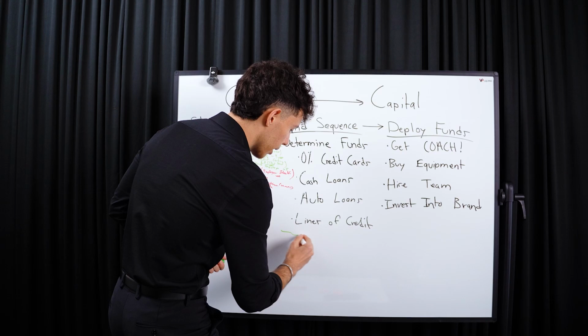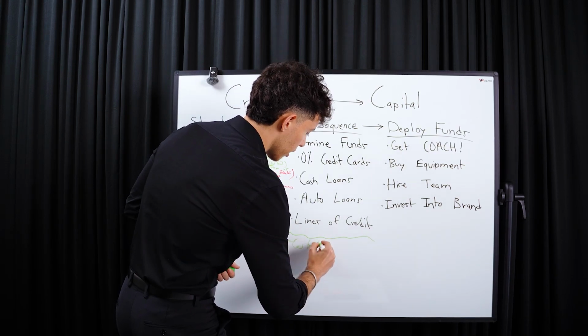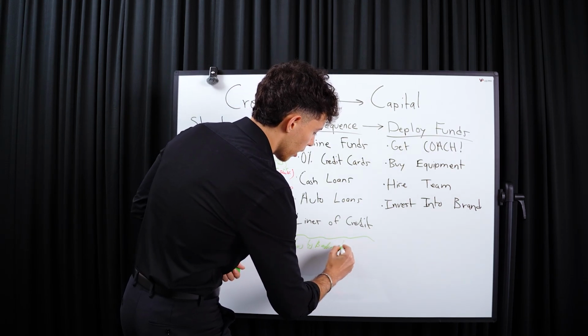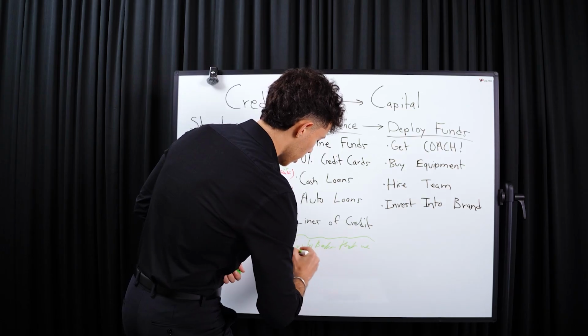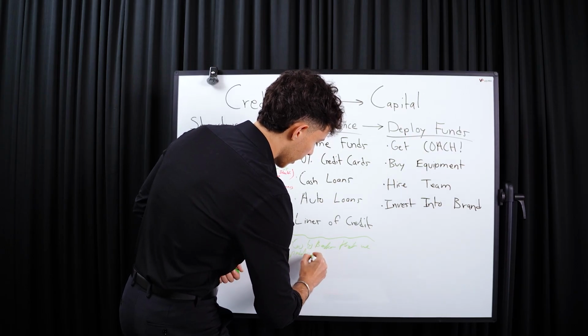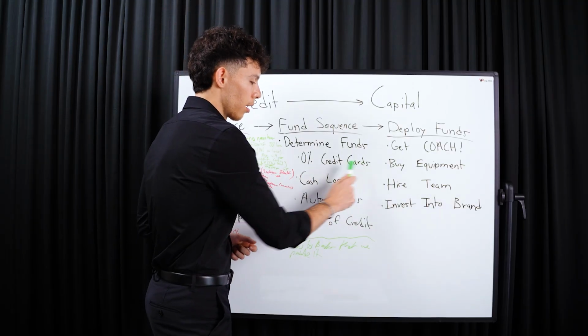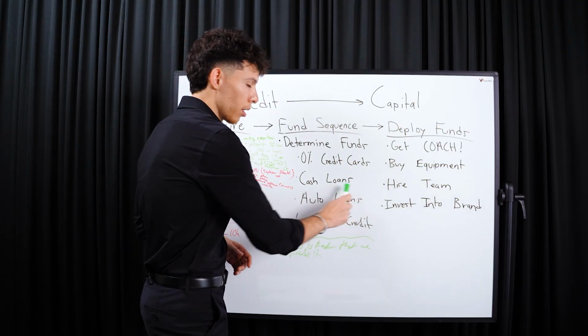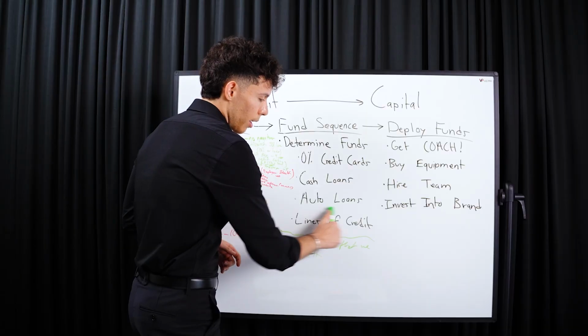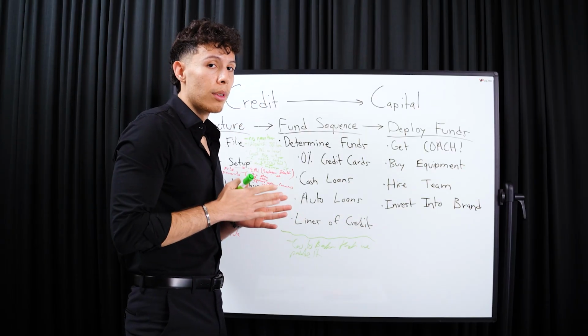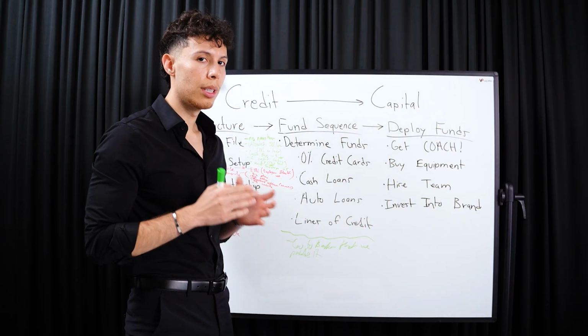Now we go to the banks that we know provide these. Remember, guys, not every bank is going to have a 0% credit card. Not every bank is going to have a cash loan. Not every bank is going to have a great auto loan. This is why you need to be banking with different banks, because every bank has a unique advantage.